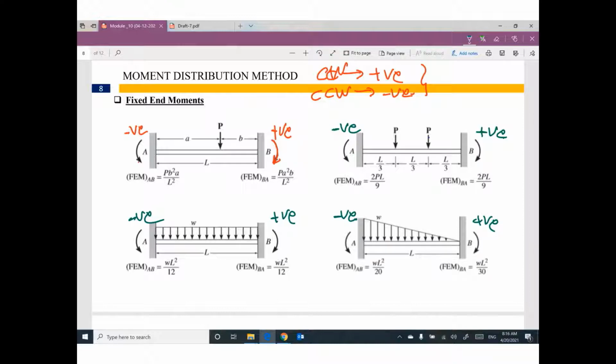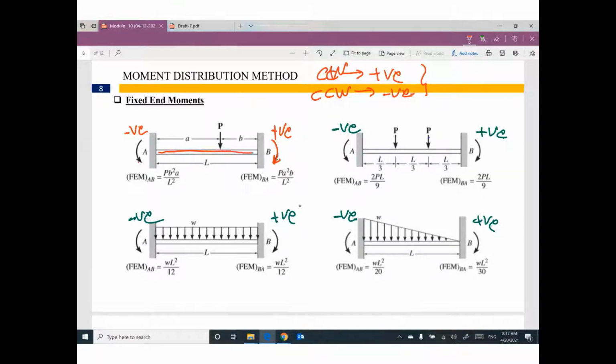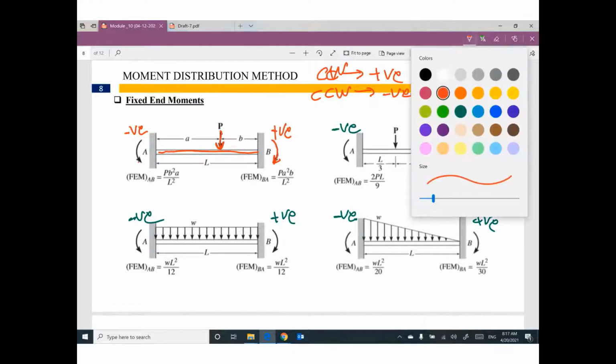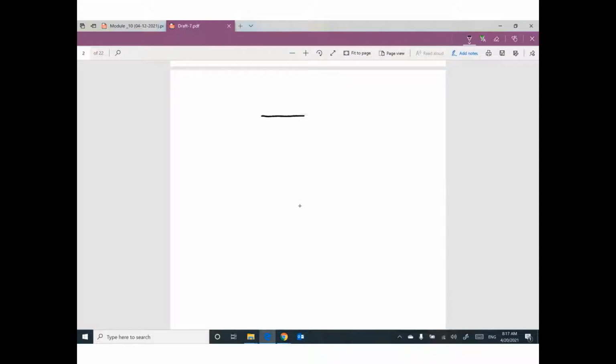I need to focus here for something. Guys, can you look at this beam and this concentrated load which is coming down? If the concentrated load is coming down like this, the direction of the fixed end moment here will be clockwise and there will be counterclockwise. That makes sense? One more time, if we have a fixed beam and the concentrated load is coming down, the fixed end moment direction here will be clockwise, there will be counterclockwise, whatever the value.